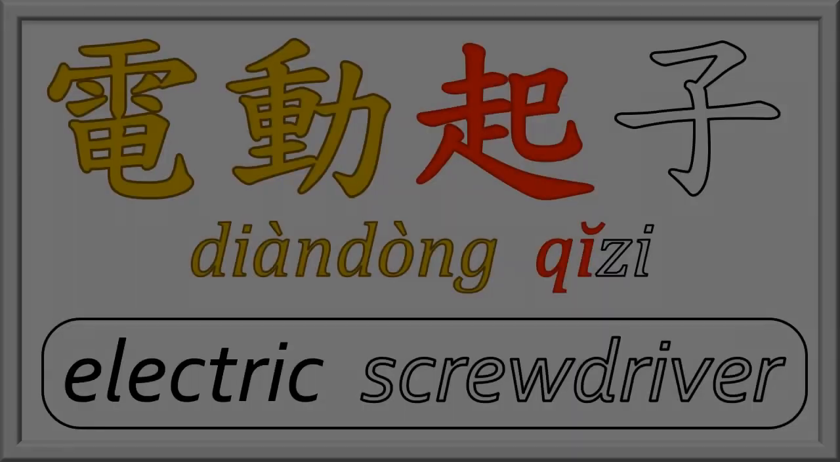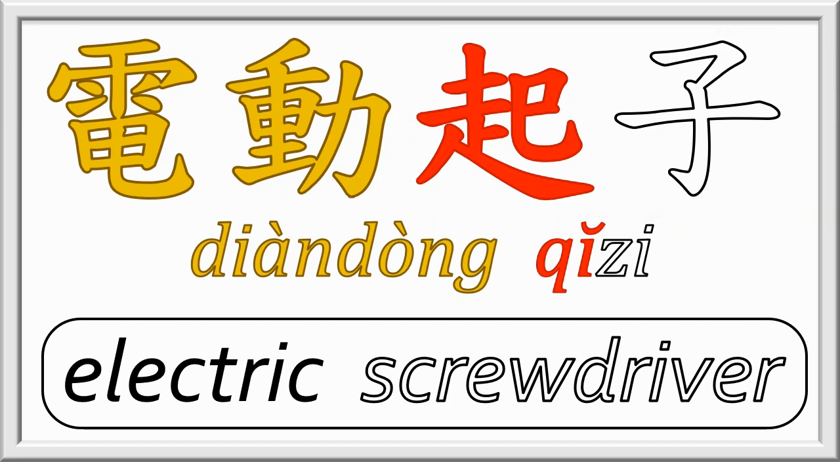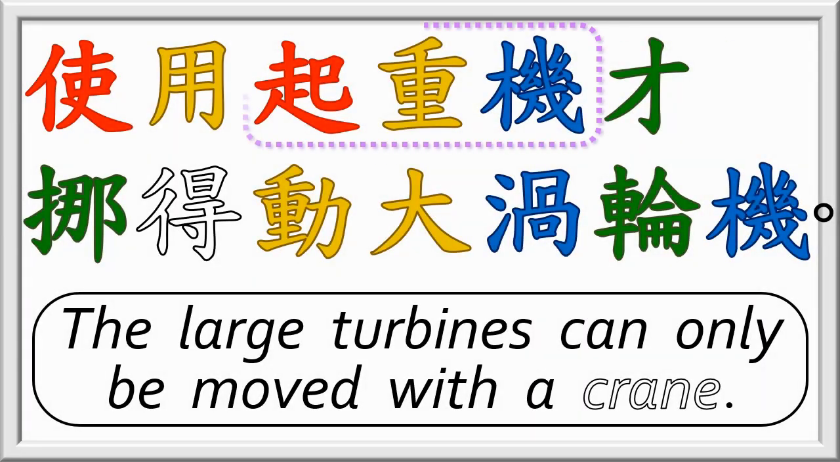As usual, I'll start with concrete examples. 电动起子, an electric screwdriver. 起子 can also refer to a bottle cap opener, and in some dialects it can refer to yeast, which literally makes bread rise. A crane or a hoist, 起重机, is literally a raise heavy machine. 使用起重机才挪得动大涡轮机. The large turbines can only be moved with a crane.